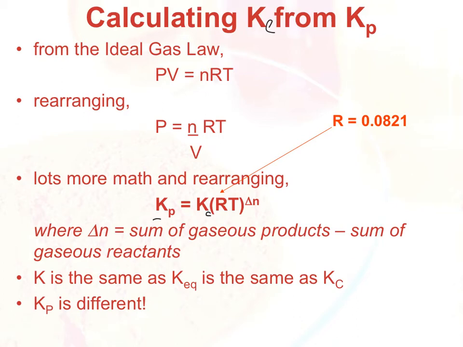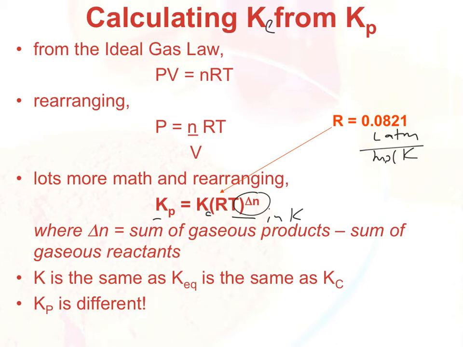So your Kp is going to be equal to your Kc value times RT to the delta N. R is the gas constant from our ideal gas law, so liter atm per mole Kelvin are our units here. Our T is our temperature in Kelvin, and our delta N is the change in the gaseous products versus gaseous reactants. So basically, the number of gaseous reactants is going to get subtracted from the number of gaseous products.